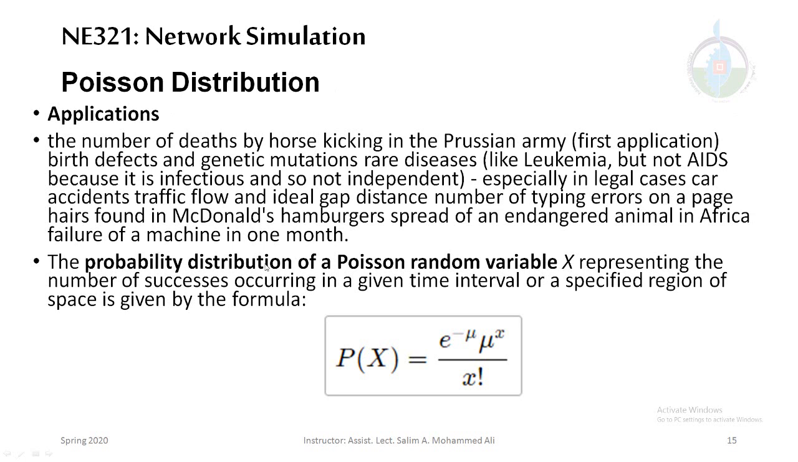The probability distribution of a Poisson random variable is represented by the following formula. You are familiar with it because we already studied it in tutorial number 4 or 5.